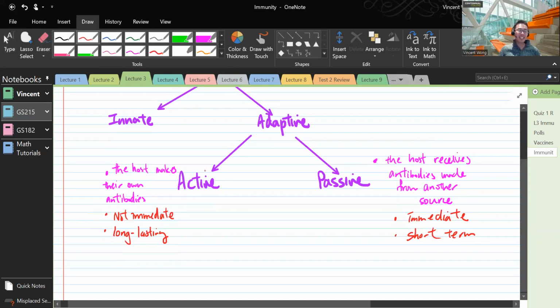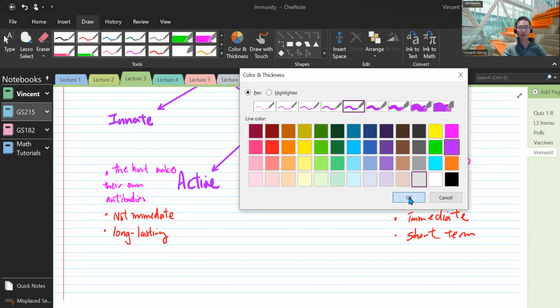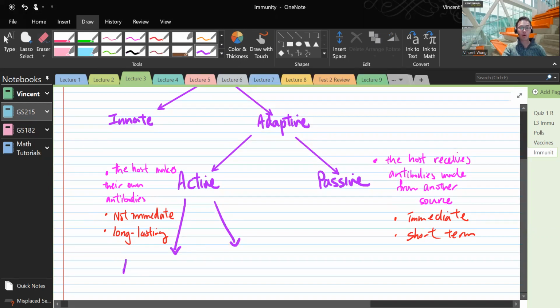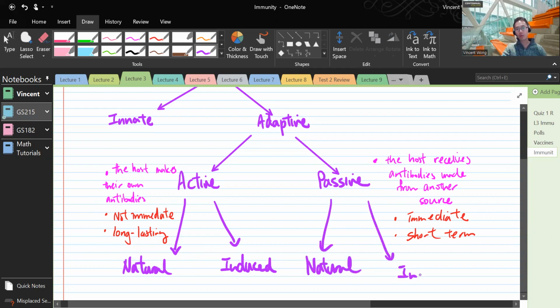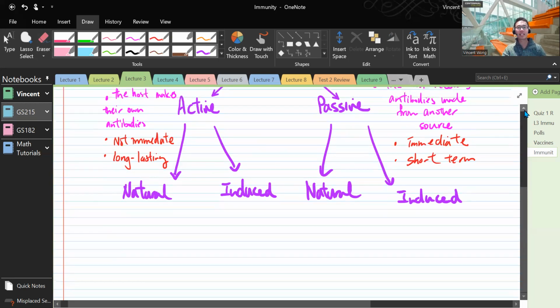So the active and the passive, they both can be further divided into two additional categories. They could be natural or artificial. Another word for artificial is induced, okay? So natural or induced. Natural is exactly what it means. Is it just happening on its own, right? Through natural means. Induced means artificial. Usually it involves some kind of injection, like you receive a needle or something.